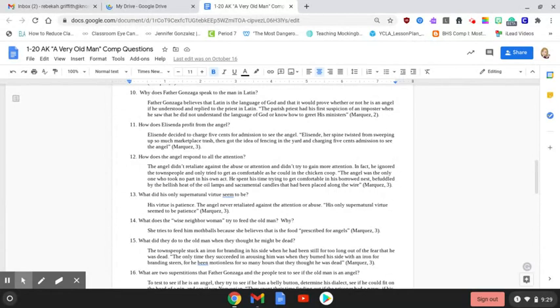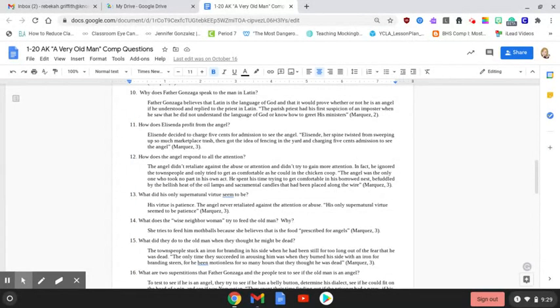What does the wise neighbor woman try to feed the old man? She tried to feed him mothballs because she believed that it was the food prescribed for angels. What did they do to the old man when they thought he might be dead? The townspeople stuck an iron for branding in his side when he had been still for too long out of fear that he was dead.